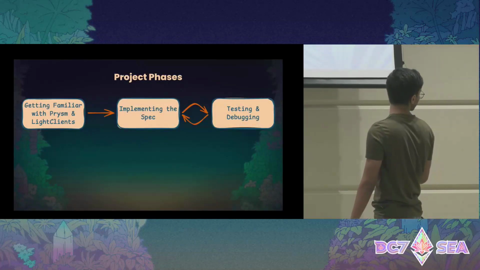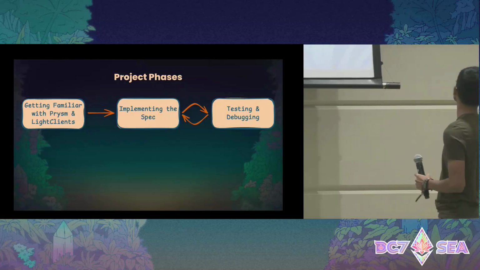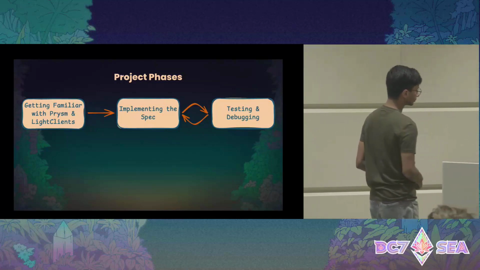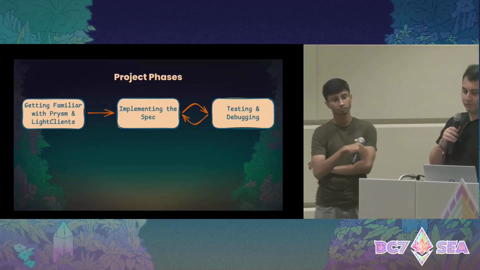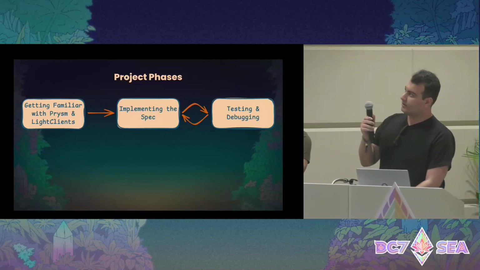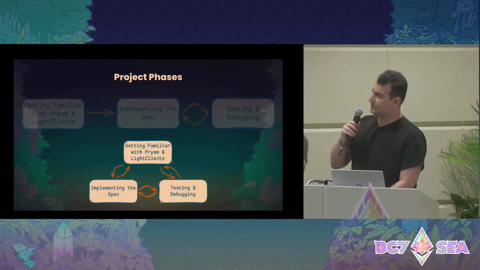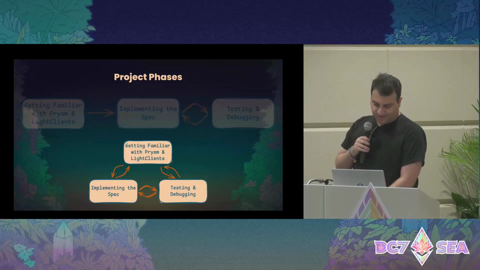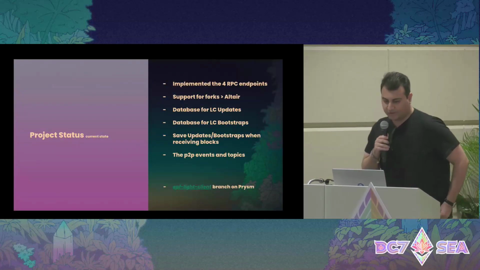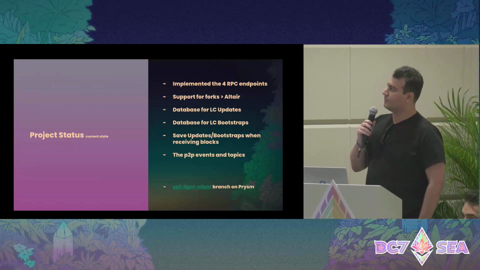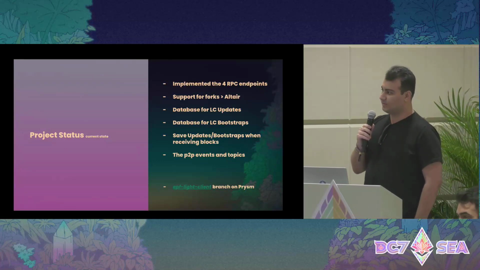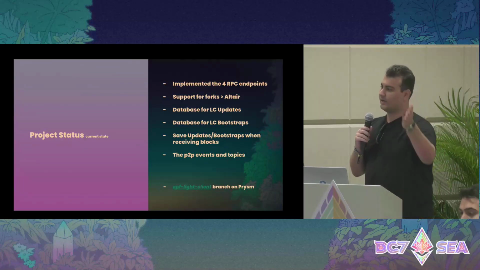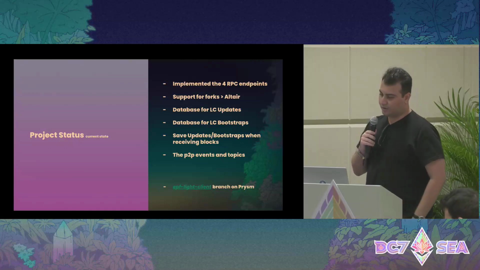The project phases we had were: we got familiar with Prysm and how light clients work, then we started implementing the specs, going back and forth with testing and debugging. This is nice, but this is a lie. This is how it actually is. Everything was weird. The current state of the project is that we implemented the 4 RPC endpoints, for all the forks after Altair, which is all the forks that support light clients.